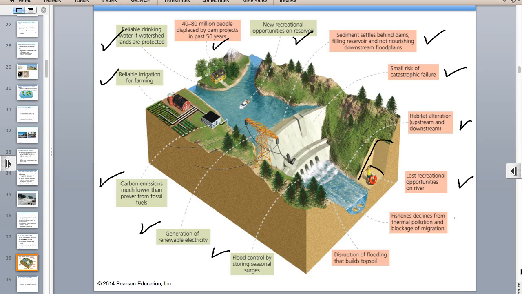Okay, anyway, fisheries are going to decline because what's going to end up happening? Two things. They're not going to be able to get upstream to spawn. So you know what I'm talking about when I say fish spawn? Fish lay their eggs and then the other fish come along and lay their seed. That's the nicest way I can say that.